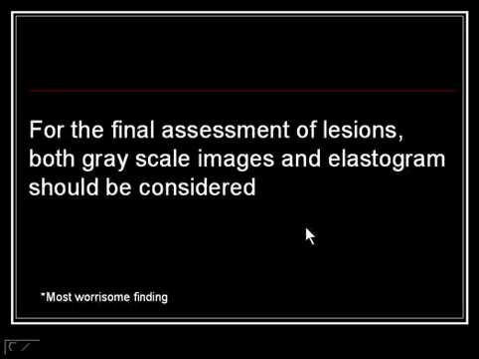So the point of this case is that for final assessment of lesions, you need to do both the grayscale imaging and the elastogram as a single package, and then decide based on the worst characteristics whether we are dealing with a benign or malignant lesion. And as with using the BI-RADS system for any kind of lesion, you always go with the most worrisome finding, and in this case would be more of the angular margins and the posterior shadowing as shown.